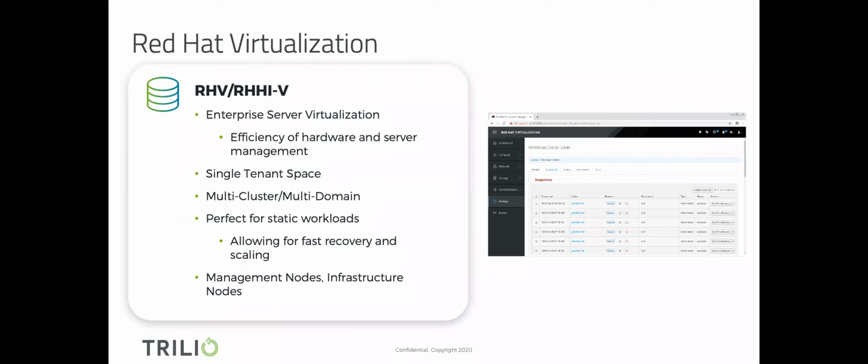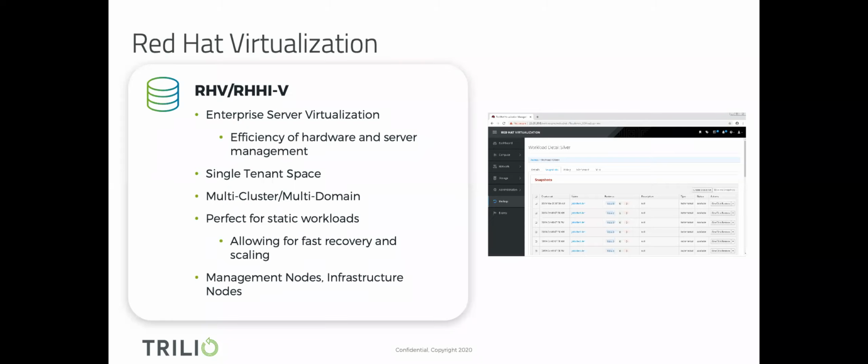So Rev is essentially your enterprise server virtualization platform. What that really means, when we boil it all down, is essentially efficiency of hardware and server management. It's a single tenant use space. The reason why I put that there, that's not a bad thing. This is the use case of Rev. It makes the continuity of these slides a lot easier to understand. But effectively, you've got a single tenant space. The admin users basically control this particular environment.